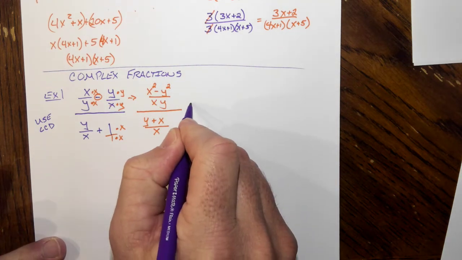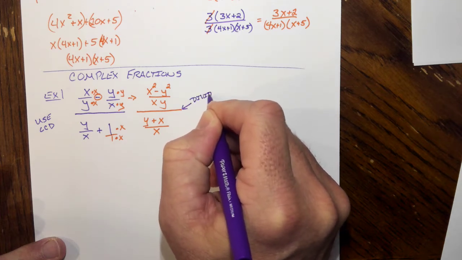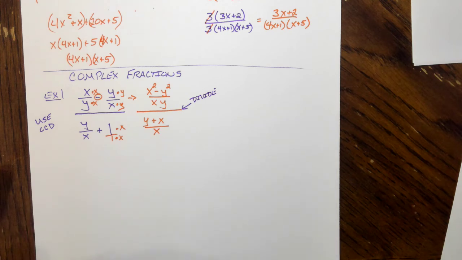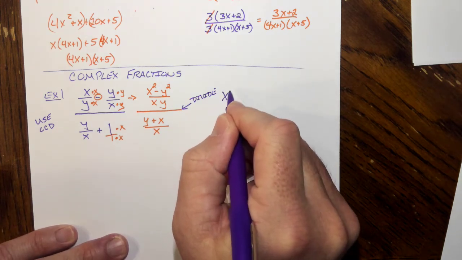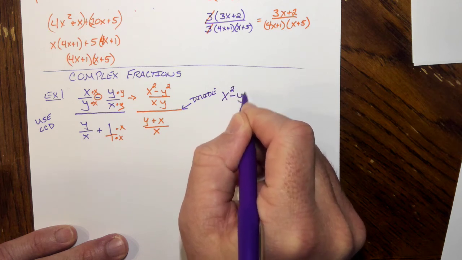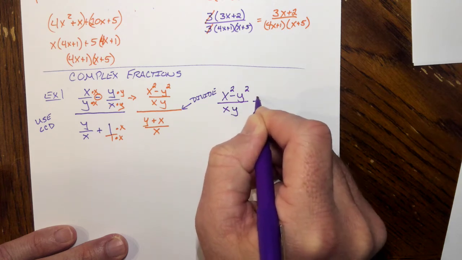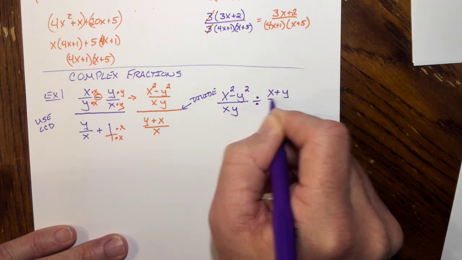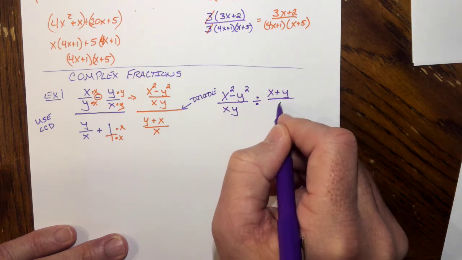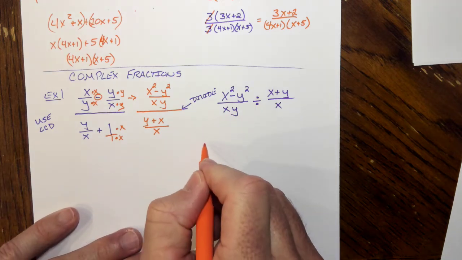What does this symbol mean? It means divide. And from previous lessons, we don't like fractions within fractions, so write it out horizontally. X squared minus y squared over xy divided by, now I'm going to change it, x plus y plus x, commutative property, all over x. Keep, change, flip. Keep, change, flip.